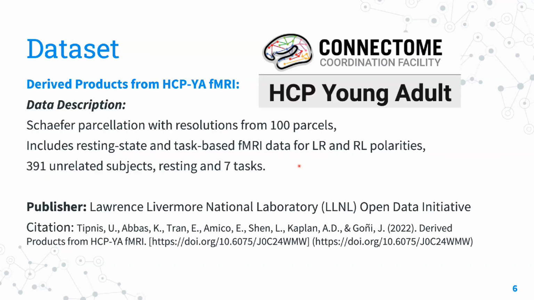Moving on to our dataset, we used a refined selection from the HCP-YA fMRI data, focusing on 391 unrelated individuals. This includes resting state data and 7 distinct task-based conditions, such as emotion, gambling, language, motor, relational, social, and working memory. We processed the data using the Schaefer parcellation with a resolution of 100 parcels. It includes multiple task types, providing strong support for causal fingerprinting across different subjects and tasks.